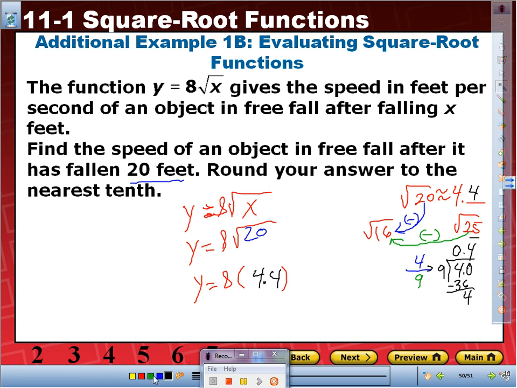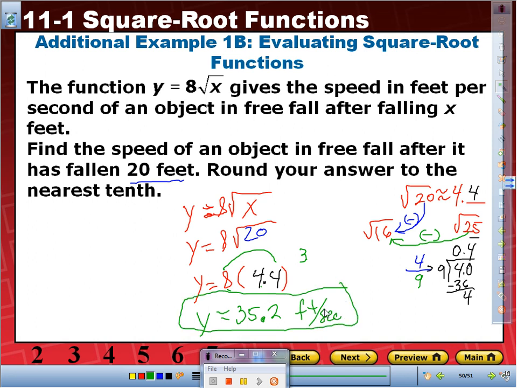And we just multiply. Let's see. 8 times 4, that's 32. We got 3. 8 times 4 is 32, plus 3 is 35. So the object is going at a speed of 35.2 feet per second. Yes?